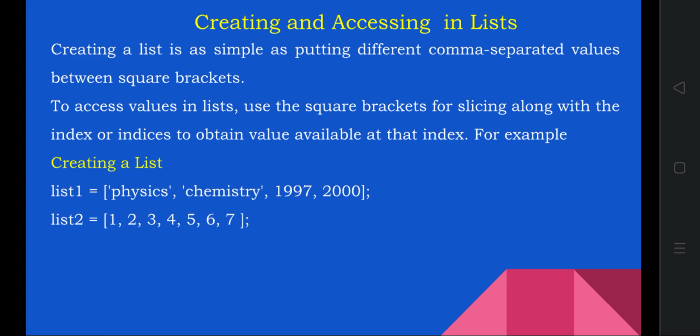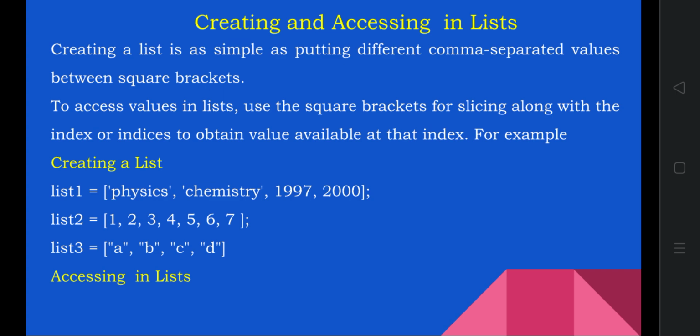List2 is equal to 1, 2, 3, 4, 5, 6, 7. So the 7 numbers are put as the elements of list2. And for the example of list3, we have the characters A, B, C, D enclosed within single quotes or double quotes. So there are 3 types of lists: one having numbers individually, another having alphabets, and the first list having strings as well as integer values. This is how to create a list. So creating a list is putting the values inside square brackets separated by commas and assigning to the left hand side variable. Now let us see how to access the list.